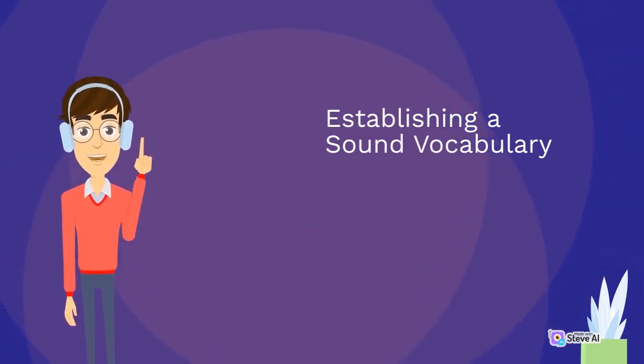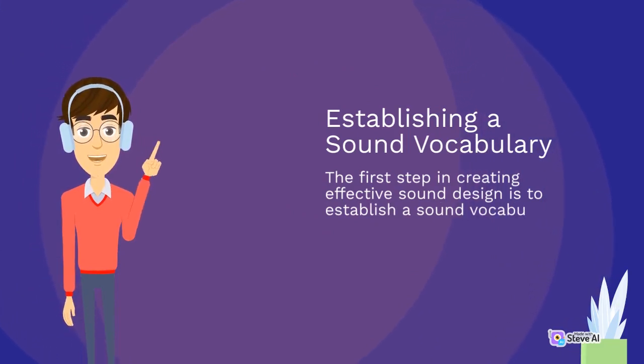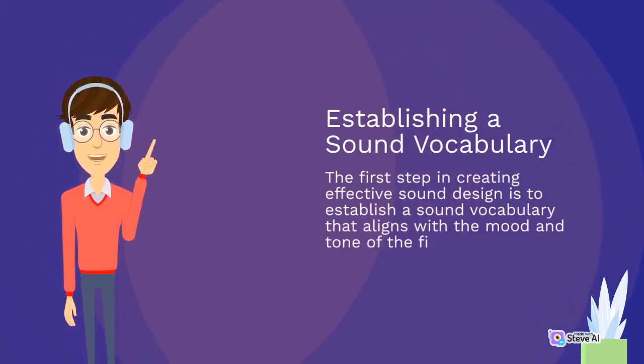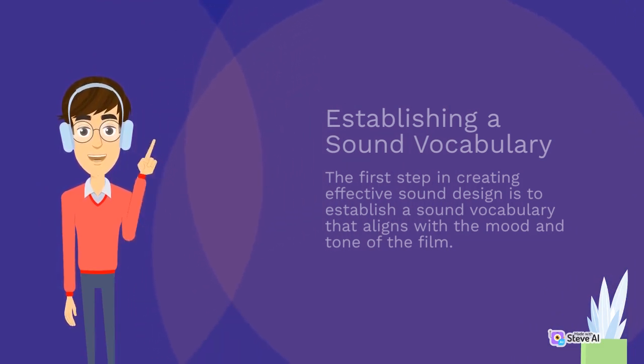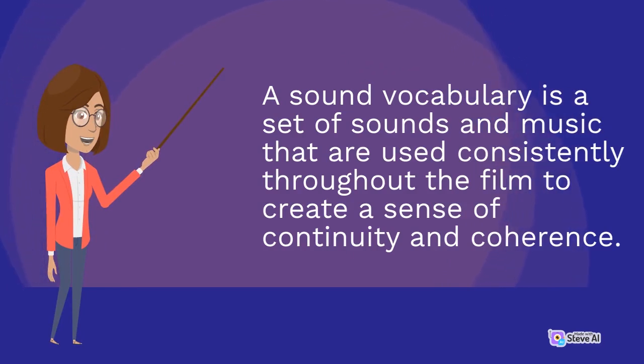Establishing a sound vocabulary. The first step in creating effective sound design is to establish a sound vocabulary that aligns with the mood and tone of the film. A sound vocabulary is a set of sounds and music that are used consistently throughout the film to create a sense of continuity and coherence.